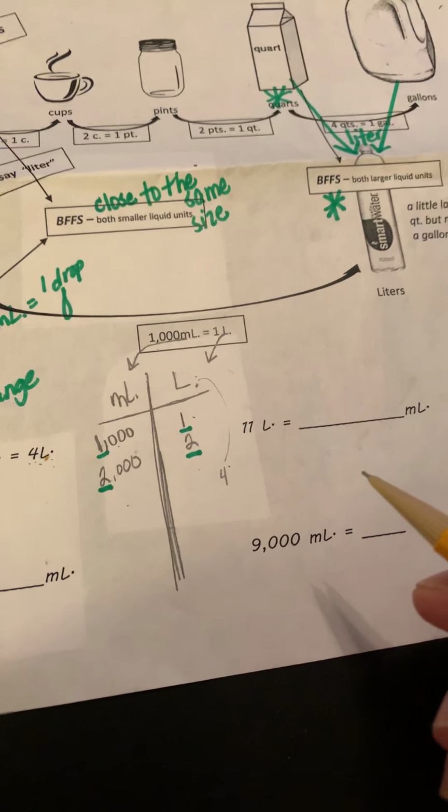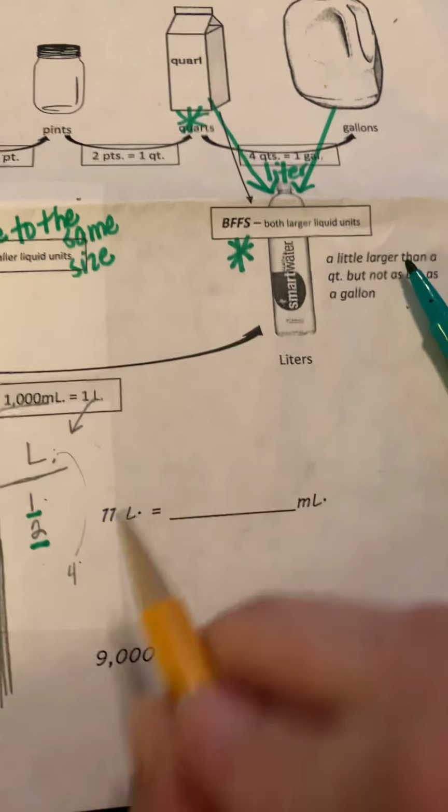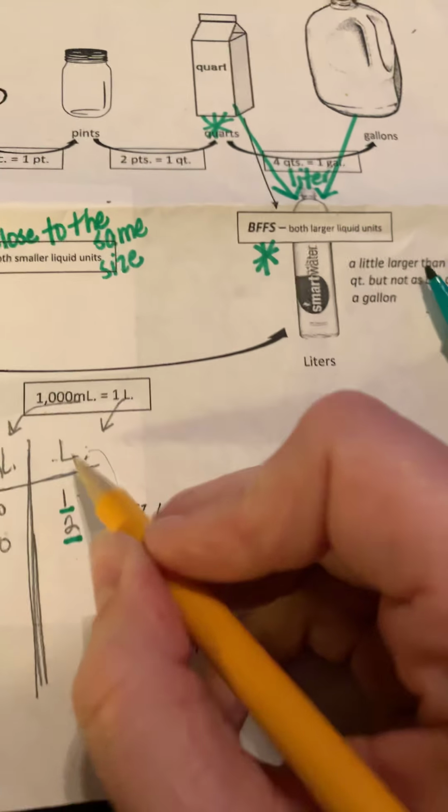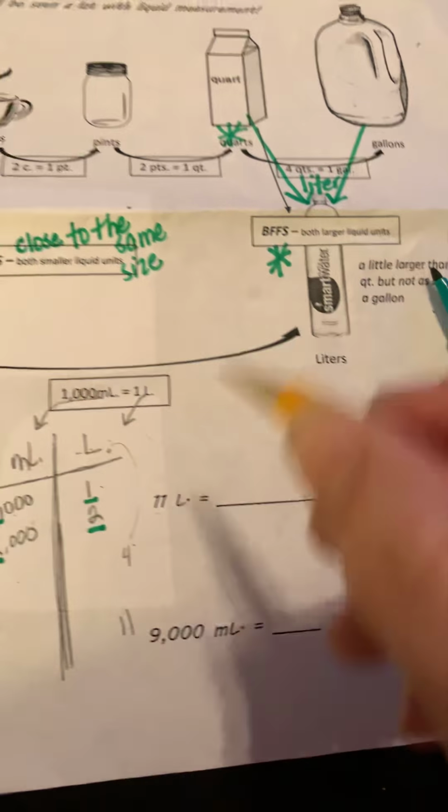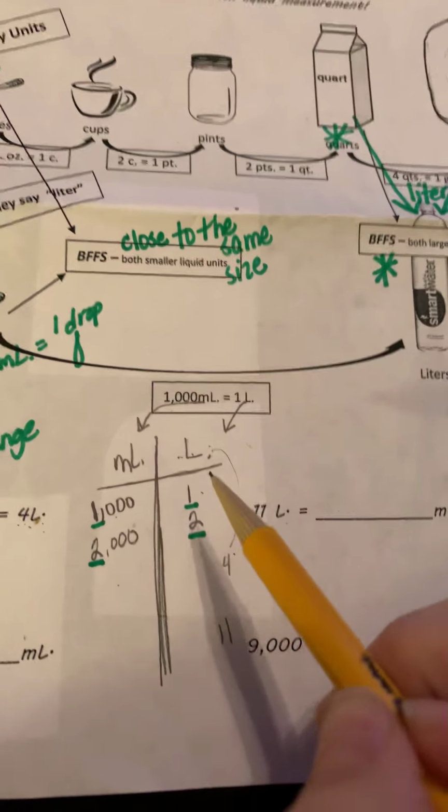All right, we're going to find another milliliter one right here. We want 11 liters. So liters, we want 11 of the liters. So watch. Nope, don't jump ahead. Here we go again, but I hope you're listening.